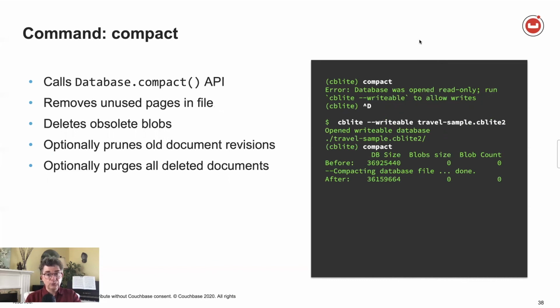The compact command will compact the database. This is useful to run during that prepackaged database process just to make sure that your file size is as small as possible. It gets rid of unused B-tree pages inside the file and deletes any blobs that are no longer being used. It has some flags that will tell it to prune old revisions, the revision IDs of documents, and/or to purge all deleted documents.